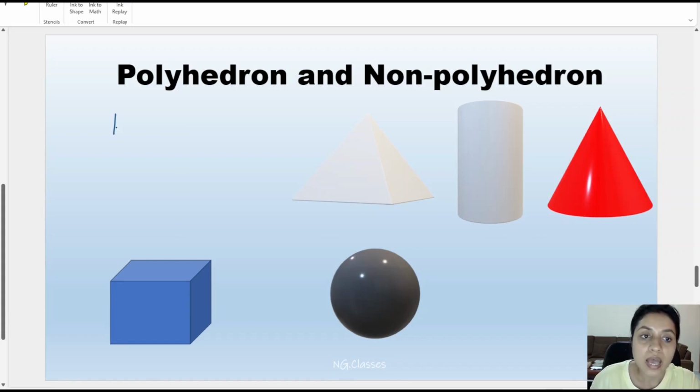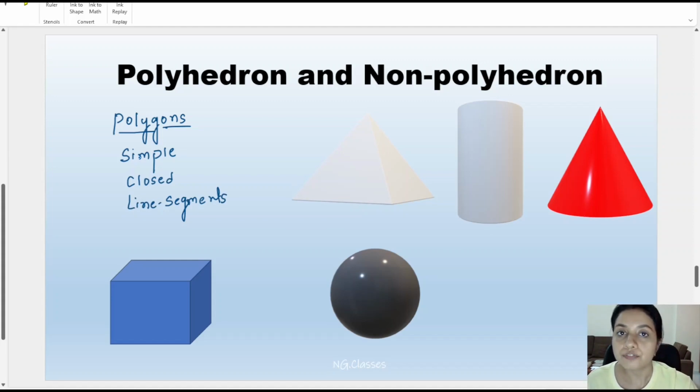So as we know, polygons are curves which are formed with the help of a simple curve which has to be closed and which is formed with only line segments. Now here the first point which says simple curve. Simple curve means any curve which will not cross itself. If I have drawn this curve, here see carefully, this curve is crossing itself or intersecting itself. So this is not a simple curve.